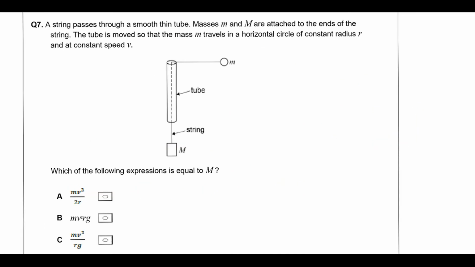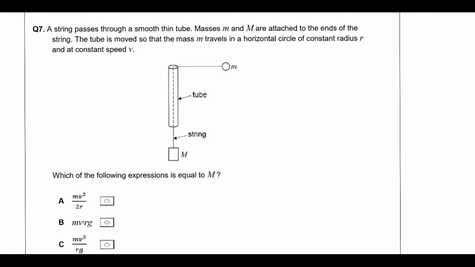Alright, so we've got a string passing through a smooth, thin tube. Masses m and M are attached at either end, and the tube is moved so that the mass travels in a horizontal circle of constant radius r and a constant speed of v. So it's going to be in circular motion. So there needs to be a force acting towards the centre, which is the tension. And we also know that the tension is going to be equal to Mg, because that's the weight causing the tension there. So that's the setup.